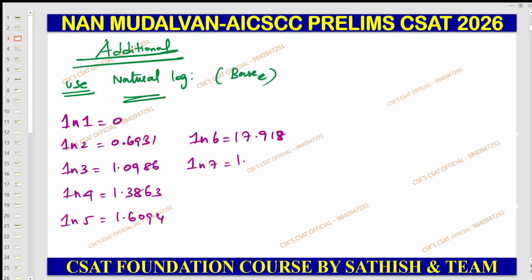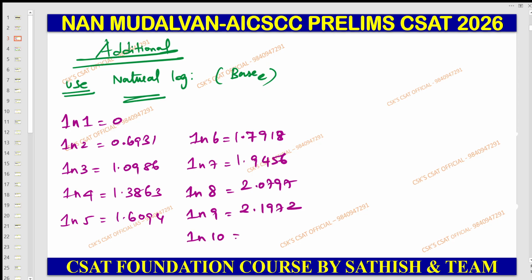ln 7, wait, I think I have written 1.7 here, 1.7. Then here ln 7 is nothing but 1.9456. Next, ln 8 is 2.0794. ln 9 is nothing but 2.1972. ln 10 is nothing but 2.3026.